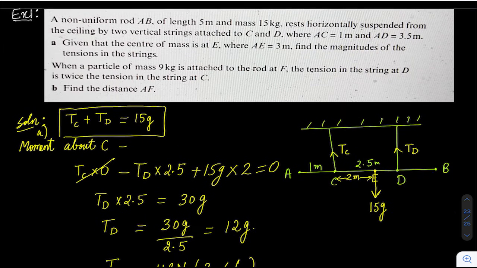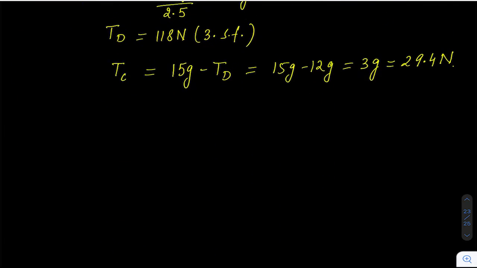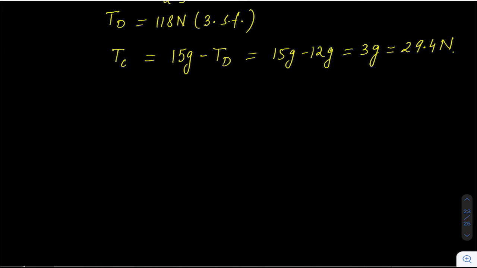Okay. Now let's read further what they are saying. Next is, when a particle of mass 9 kg is attached to the rod at F, the tension in the string at D is twice the tension in the string at C. So we have to find the distance AF. Okay, so let's make a new diagram.